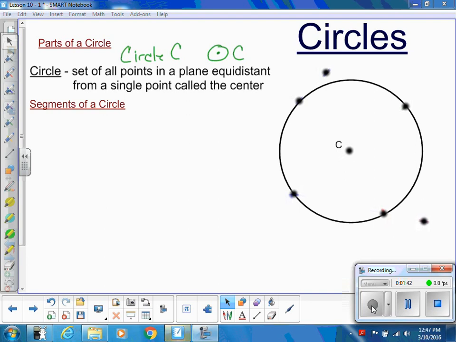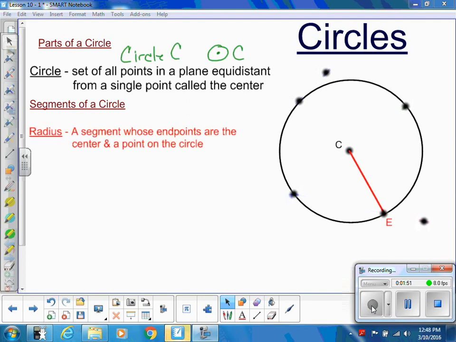Now, within the circle, we have different types of segments. The smallest segment and the most basic segment of a circle is the radius. The radius is a segment whose endpoints are the center of the circle and a point on the circle. So for example, we have segment CE, which is a radius of the circle.